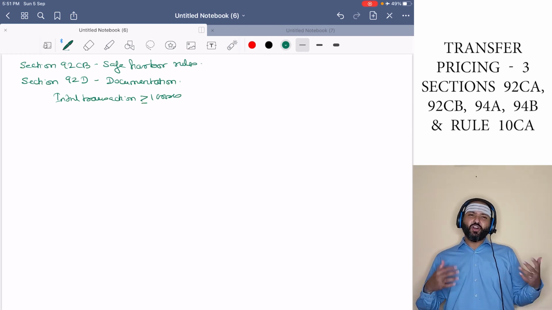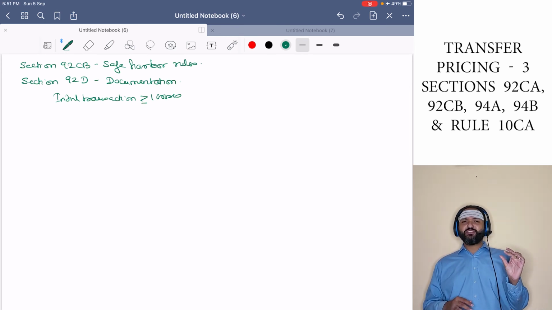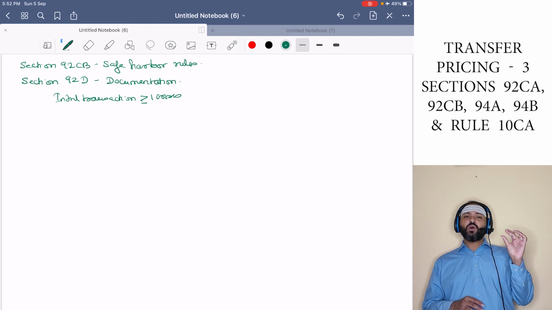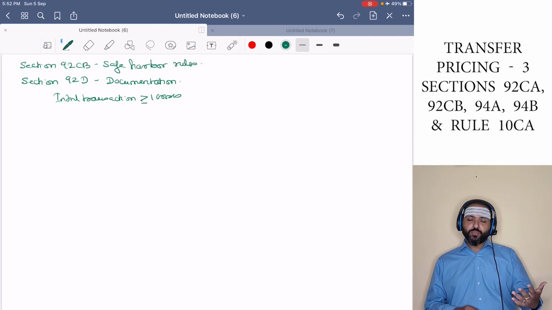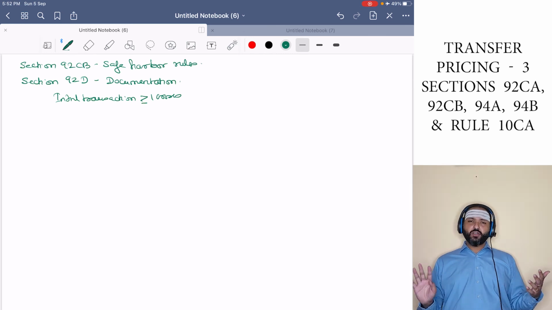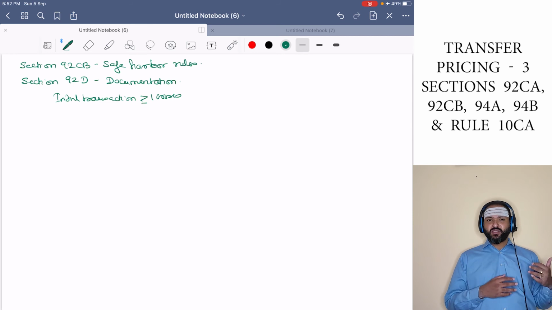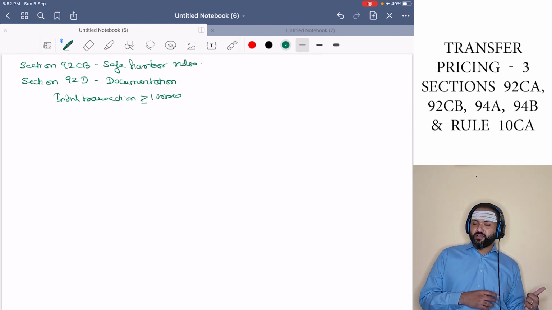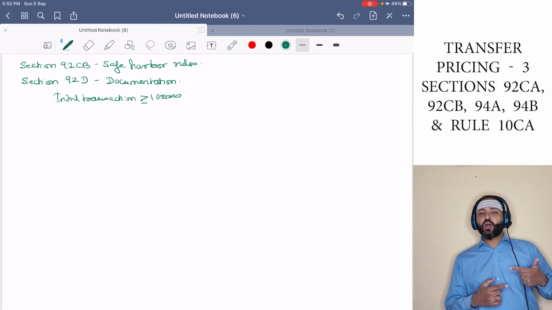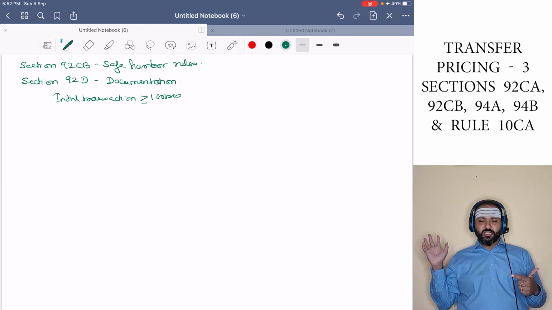Now, what is this documentation, sir? If you have seen a documentation before, it will be roughly around 80 to 100 pages. So what will they do? They will first talk about the group. They will give an introduction about the MNC group they are dealing with, and then they will go ahead to tell who all the associated enterprises in this group are. So as per 92A, whatever clauses are applicable, they will list out those clauses.